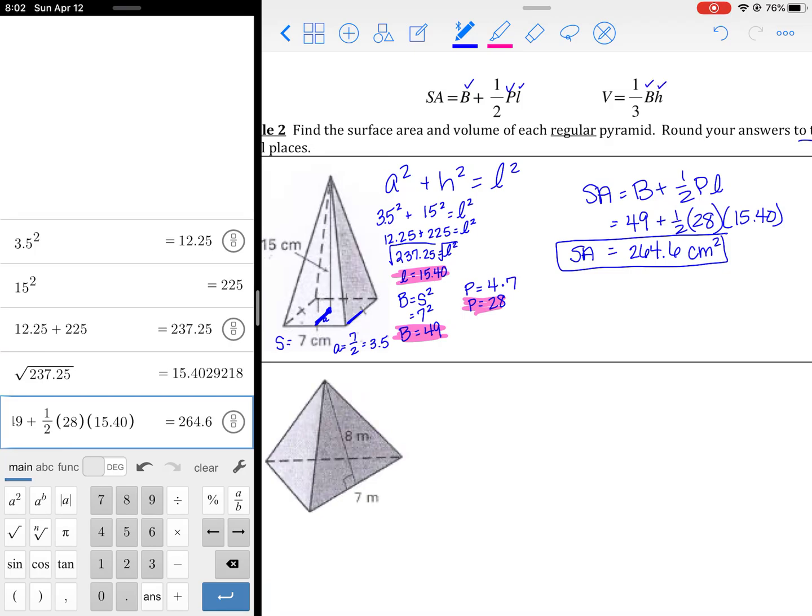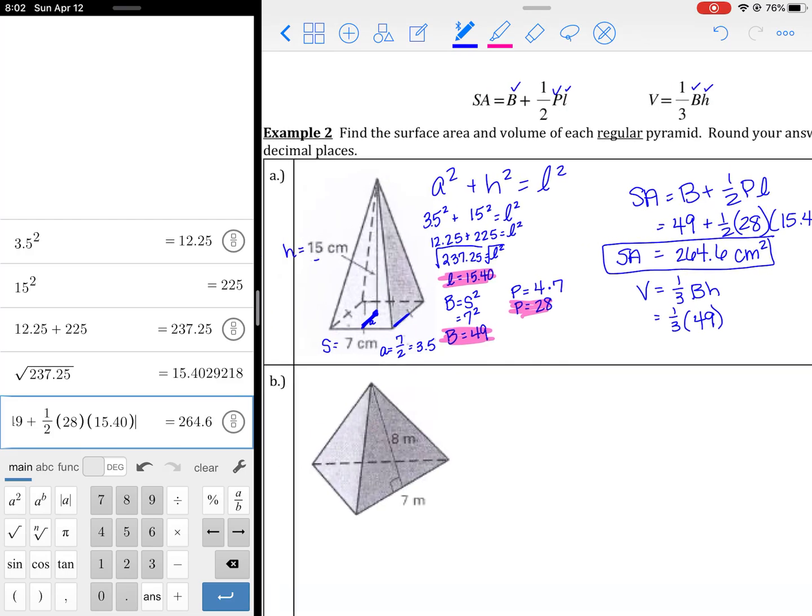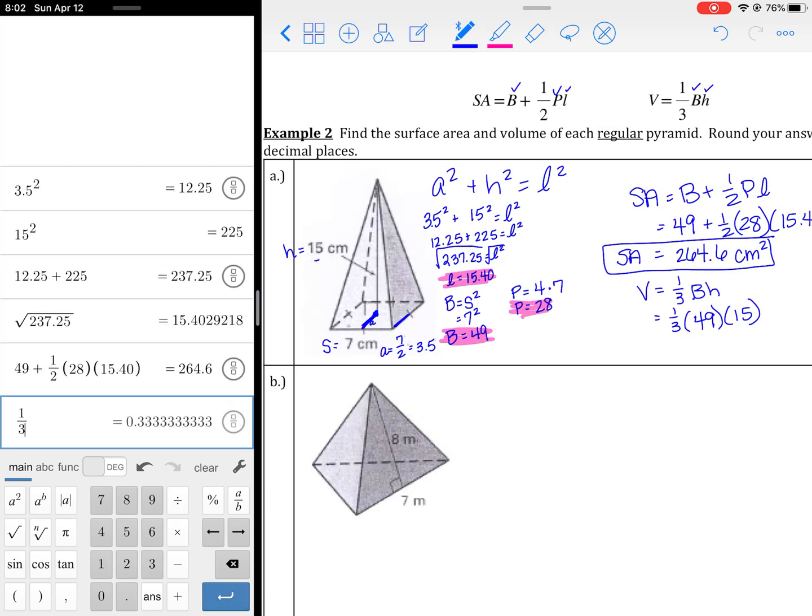I have my base area and I have my height. So to find the volume, I'm going to plug into this formula. So that'll be 1/3 times the area of the base, which was 49, times the height, which was 15. So I'm going to multiply that together. 1/3 times 49 times 15 is 245. So the volume is 245. Volume is three-dimensional, so that is cubic centimeters.